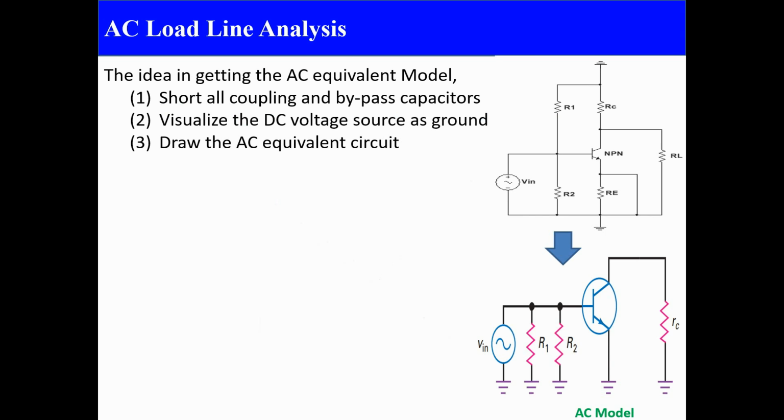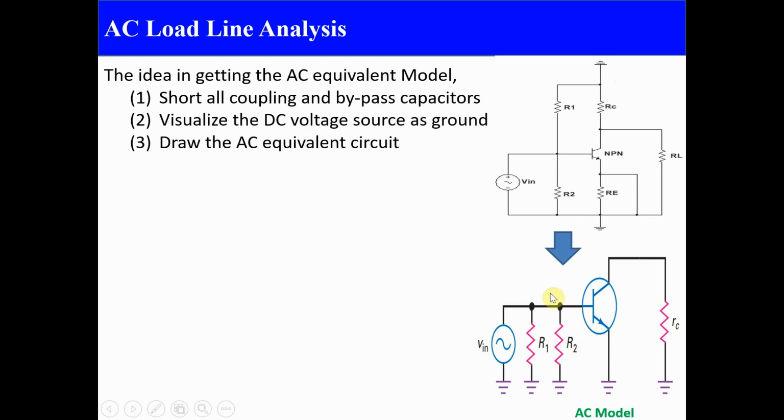To plot the AC load line, again the same circuit, but the step is we have to consider all capacitors short circuited, because in an amplifier we are applying an AC input which has some frequency. According to Xc is equal to 1 upon 2 pi fC, Xc would be very small, so it's like a short circuit, so all capacitors are shorted. After this, the equivalent circuit can be represented by this. For AC analysis we have to consider the DC source like ground, means 0, so VCC is connected to ground.